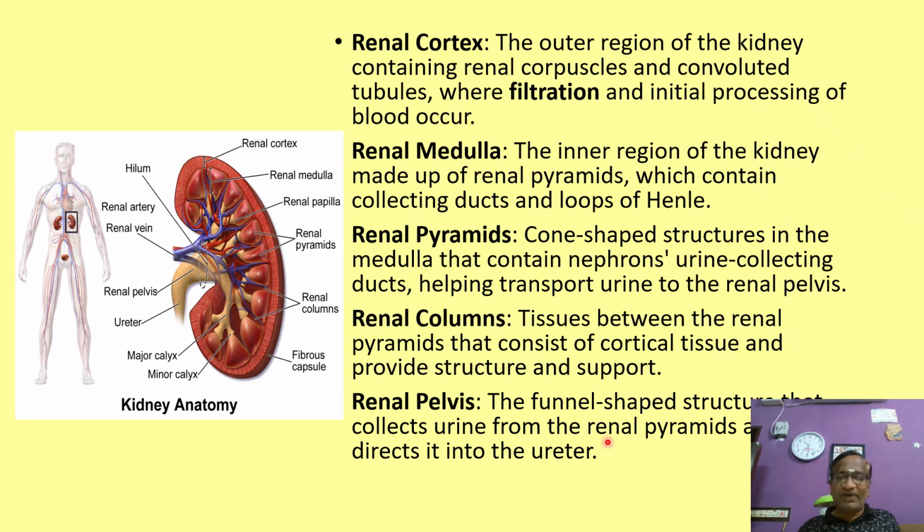Yes, again the renal pelvis. Now you can see here the renal cortex, the renal medulla, the renal pyramids, the renal columns. The renal pelvis is the funnel-shaped structure which collects the urine. Okay, renal medulla. Should not confuse medulla with pelvis.